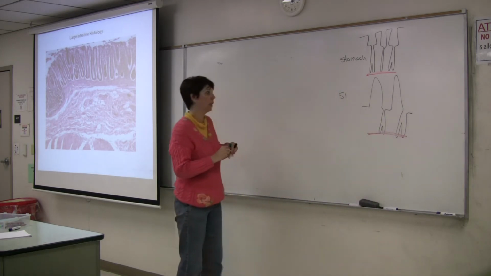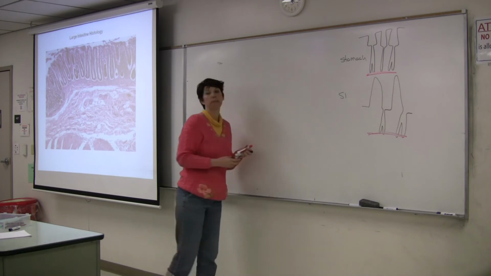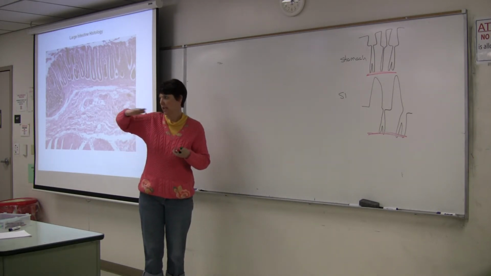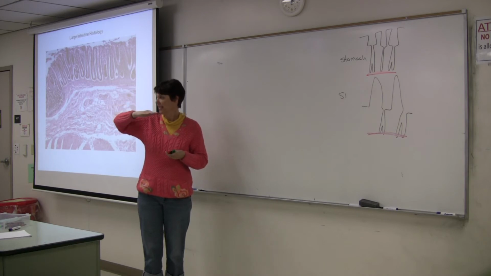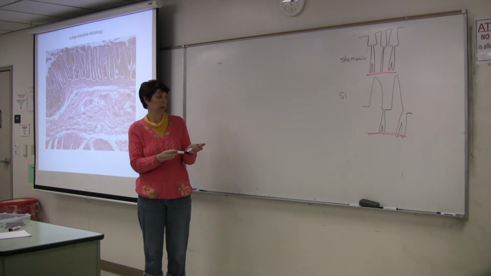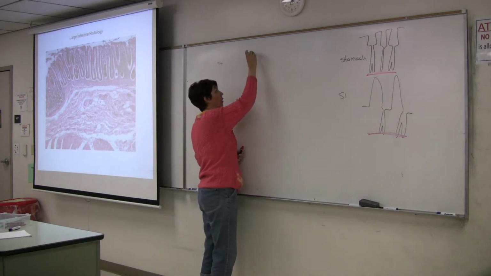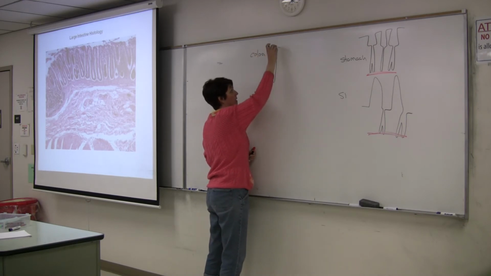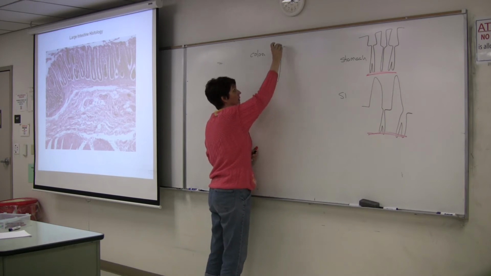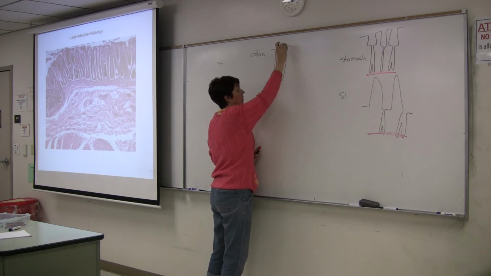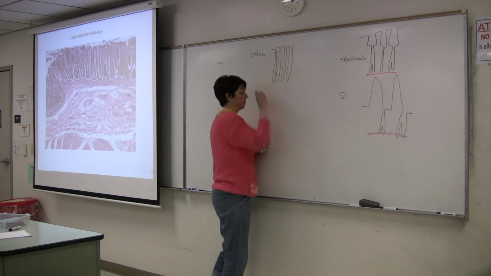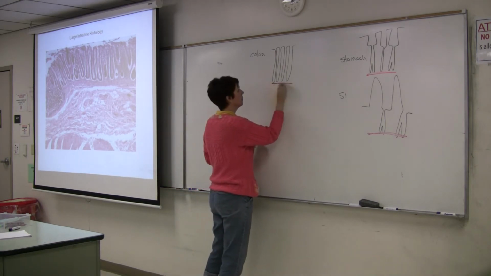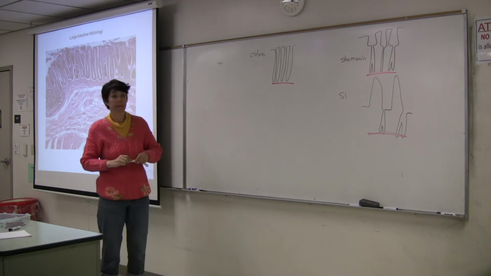And now for the colon. It's much more simple. It's closer to the appearance of the stomach with a really even surface, but without the gastric pits. So in the colon, we just have intestinal glands. Okay.